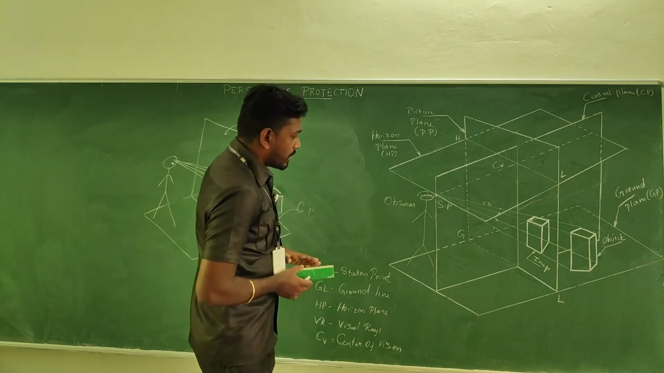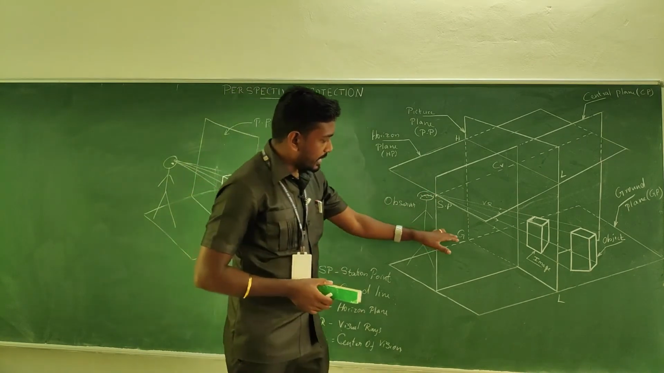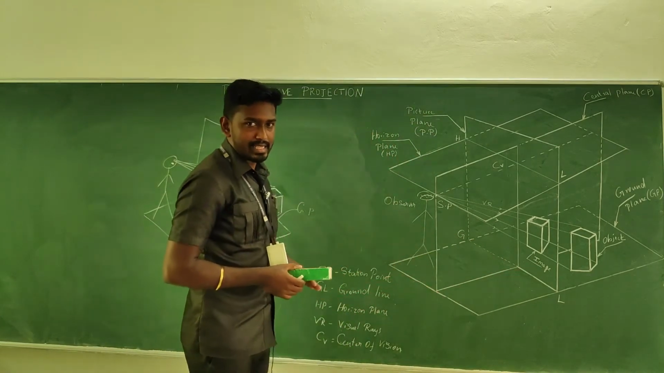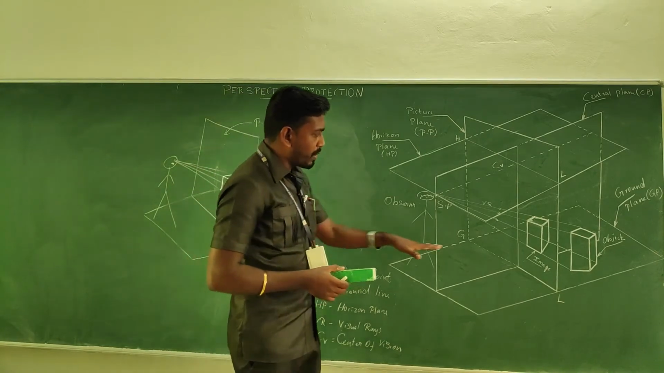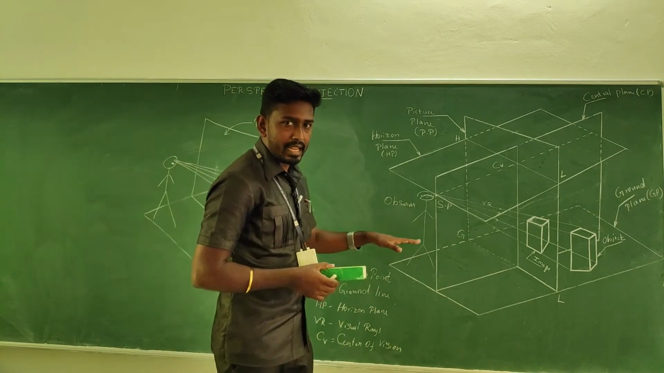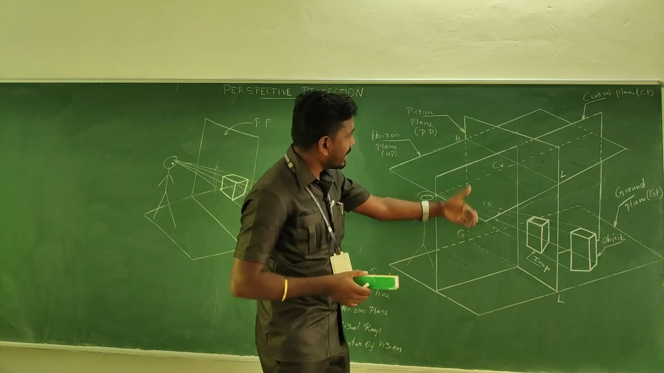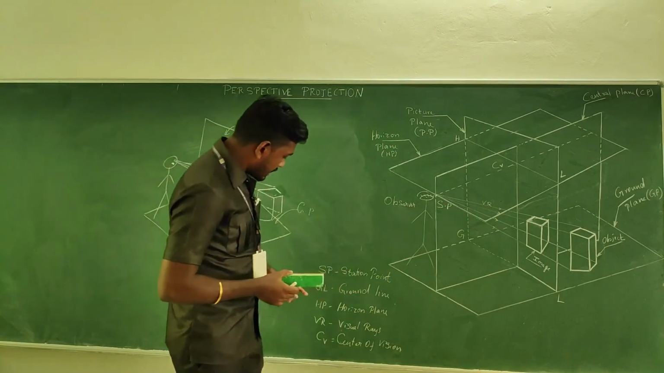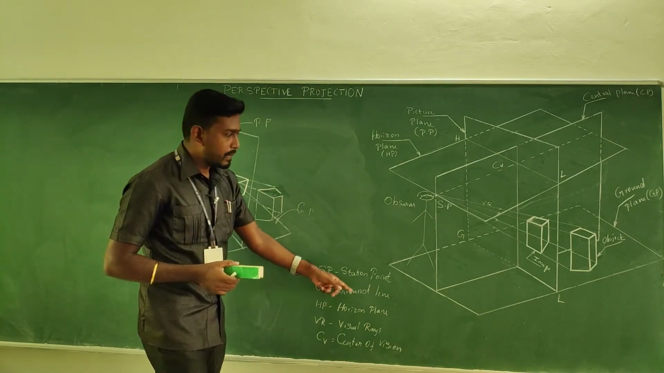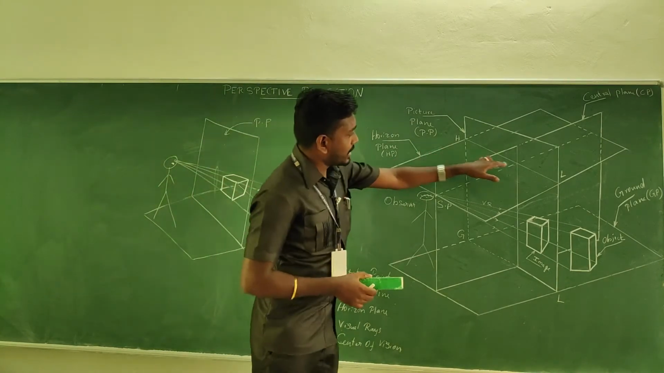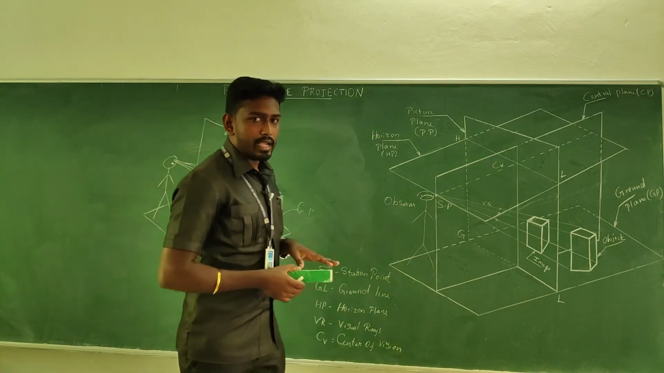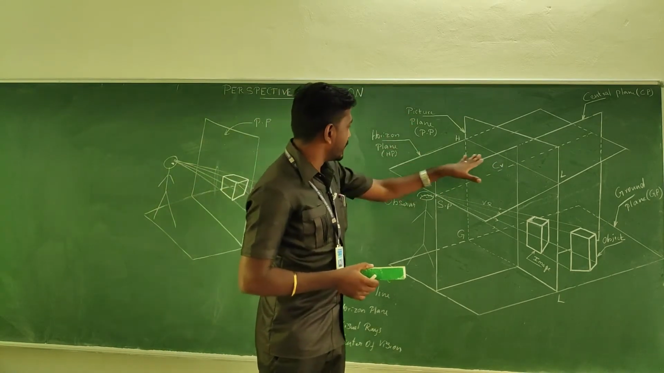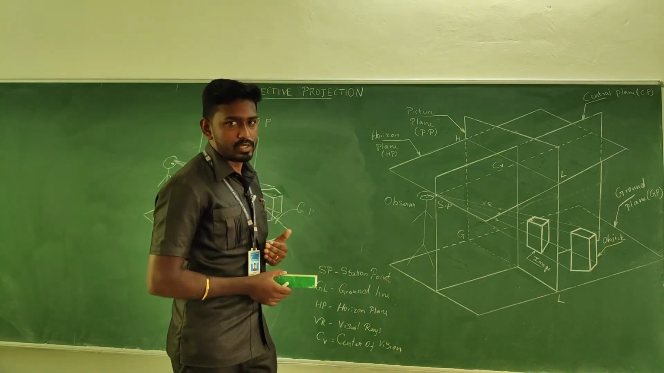Okay, fine. And then here GL we have mentioned. GL is the line at which the ground plane and the picture plane intersect. We call it GL, the ground line. And then see here HL is mentioned. It is nothing but the place at which the picture plane and the horizontal plane intersect.